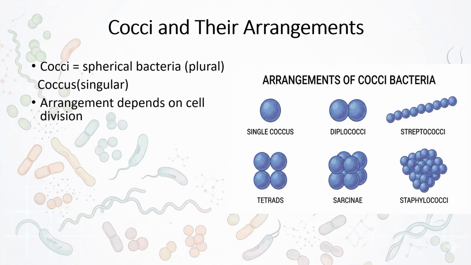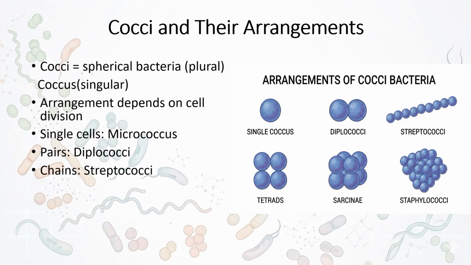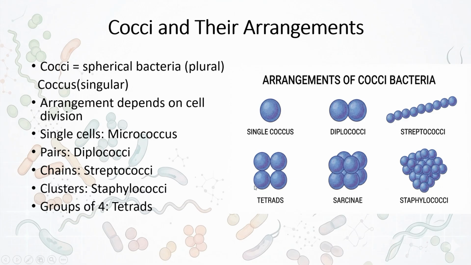So it's as simple as that. Its arrangement depends on the cell division. Single cells are known as micrococcus, and when the cells appear in pairs, it is known as diplococcus. When they appear in the form of a chain, it is known as streptococcus, and when they appear in the form of a cluster like a bunch of grapes, a grape-like structure, then it is known as staphylococcus. And then we have tetrads. They are a group of 4. You can see 1, 2, 3 and 4. They are known as tetrads. And last we have sarcina, which forms cube-like packets, as you can see here.